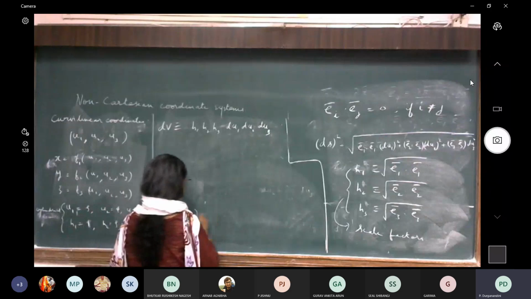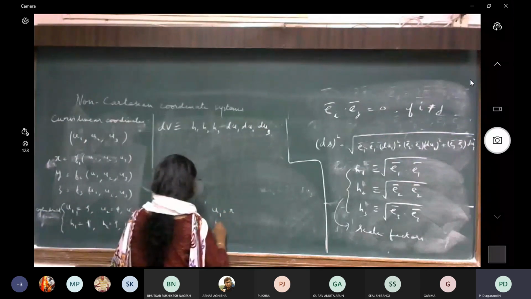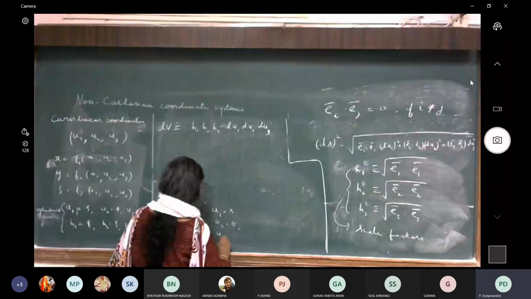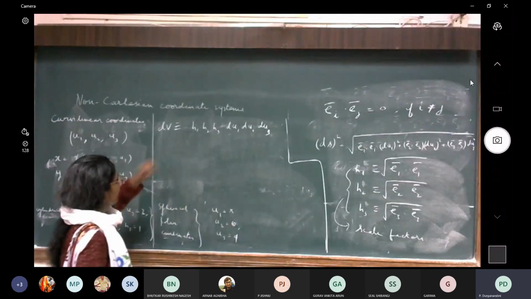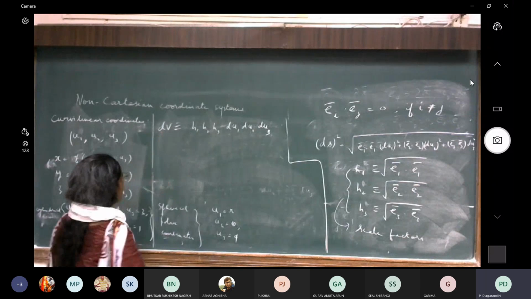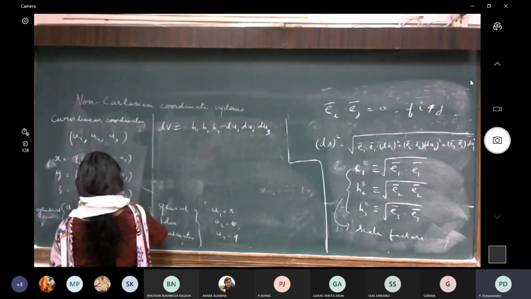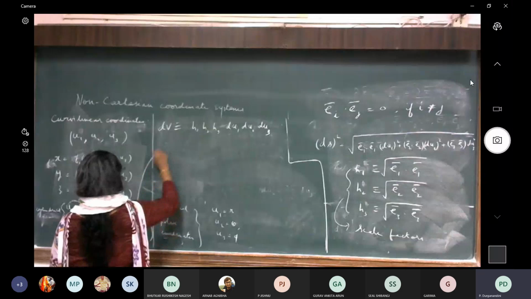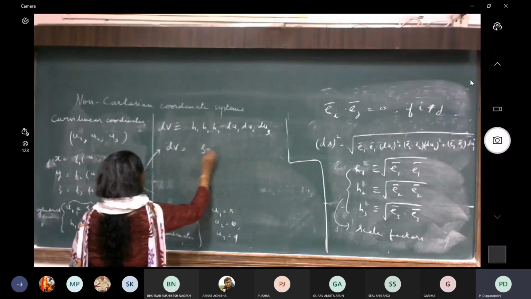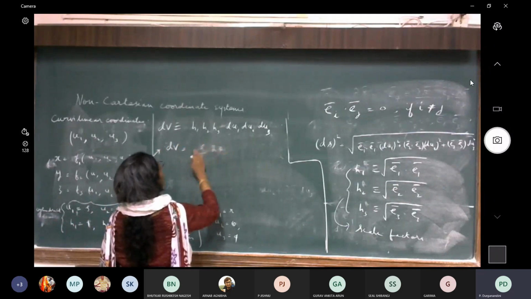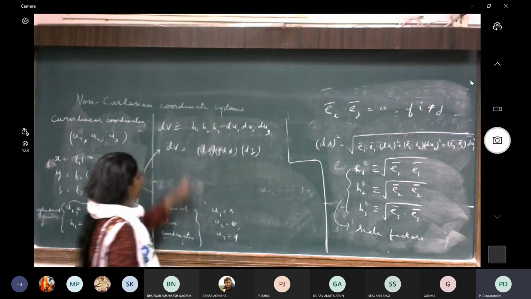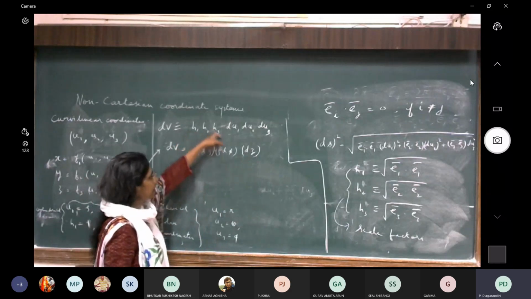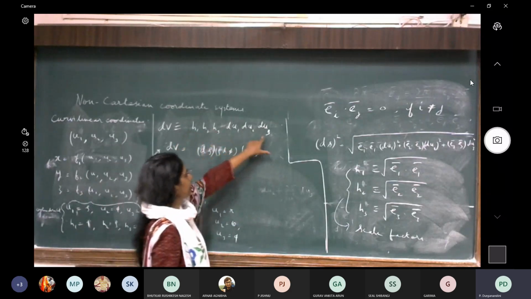So for the spherical polar coordinates, your u1 is equal to r, u2 equal to theta, and u3 equal to phi. And yesterday you already told me that for the cylindrical coordinate system, dv will be equal to rho d rho d phi dz. So your h1 is 1, h2 is rho, and h3 is 1. And then you have d rho d phi.